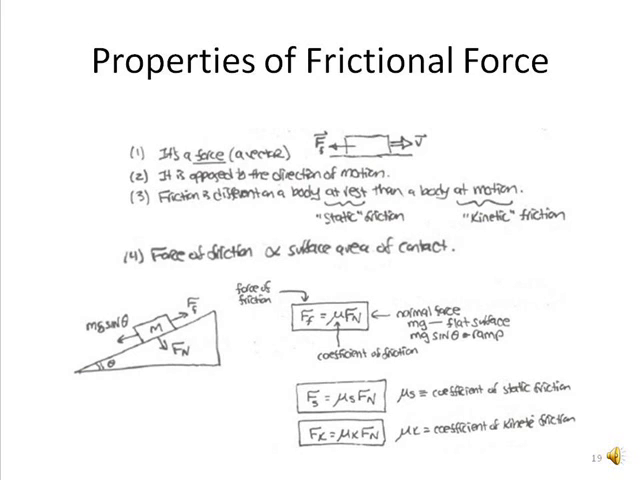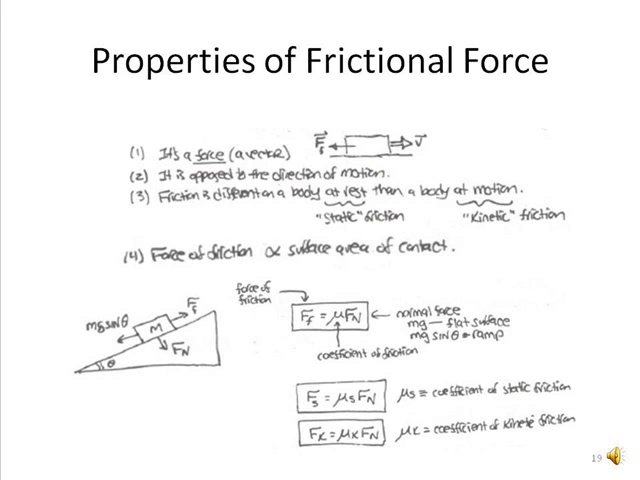Once the body is in motion, these welds can no longer form, but there's still interactions due to the surface roughness. This is what we call kinetic friction. In general, the force of static friction needed to get a body moving is greater than the kinetic friction needed to keep the body in motion.